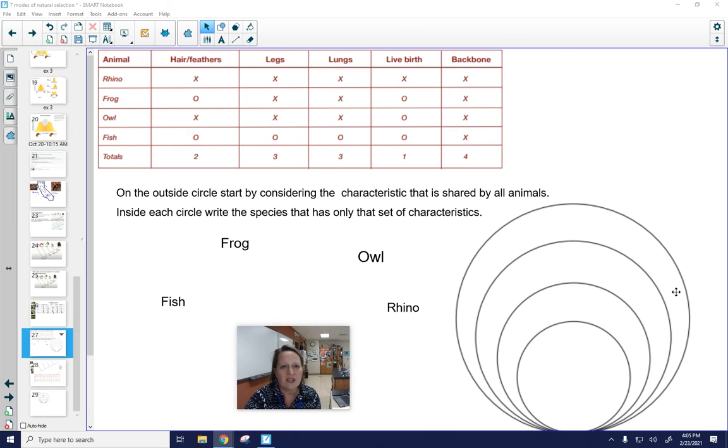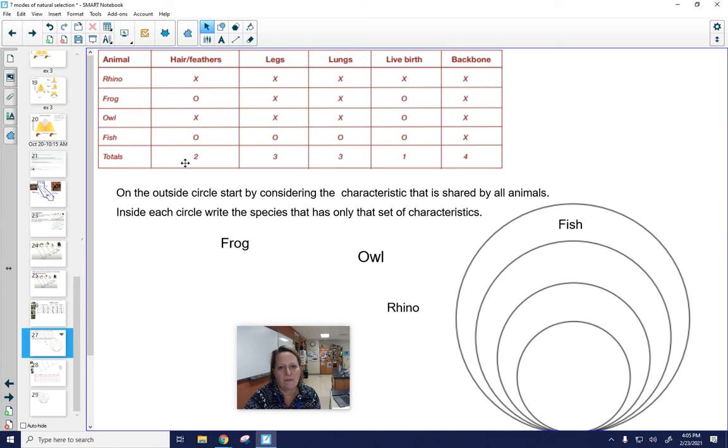So here's what we're going to do. We're going to create these concentric circles. The outside of this circle, we're going to look at the trait that is shared by all the animals. So all the animals have a backbone. And then we're going to drag into the circle the species that only has those characteristics. So if you look at the fish, that is the only characteristic that the fish has in common with all the other creatures.